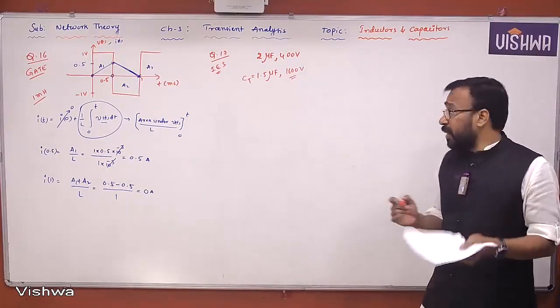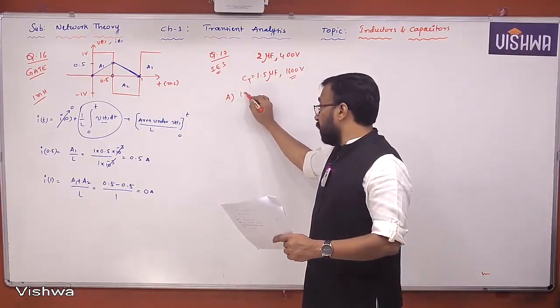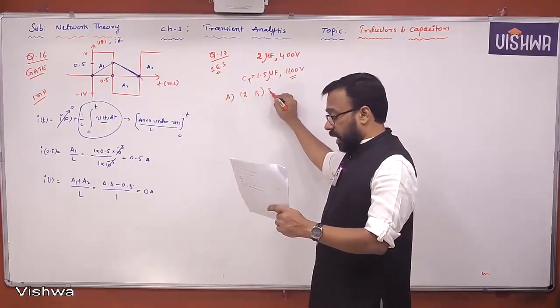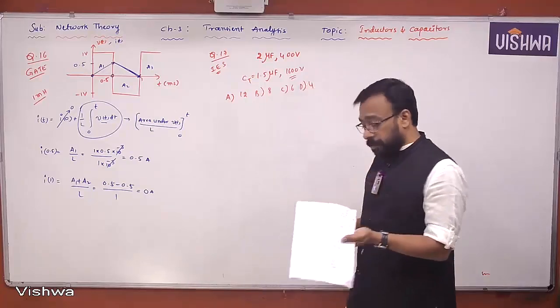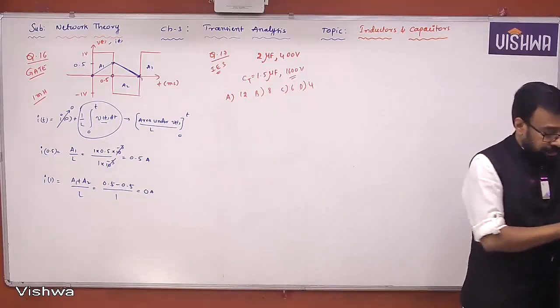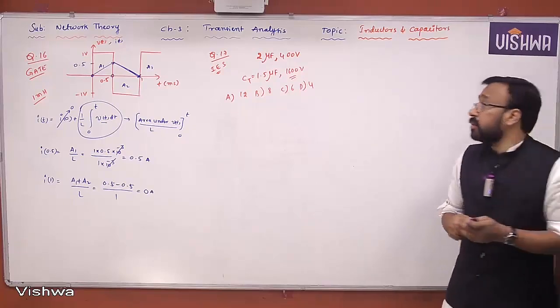Very simple question. How many capacitors are required is what it is asking. The options given are A is 12, B is 8, C is 6, D is 4. So let us try to answer it easily. We can easily answer this question. Look at this, all of you.